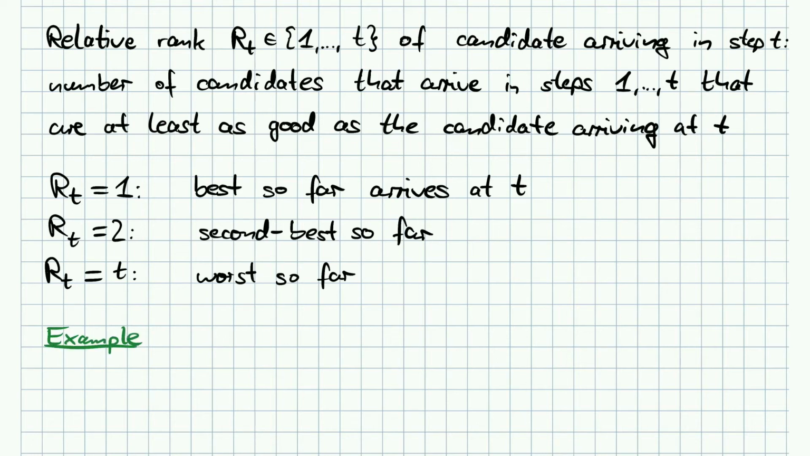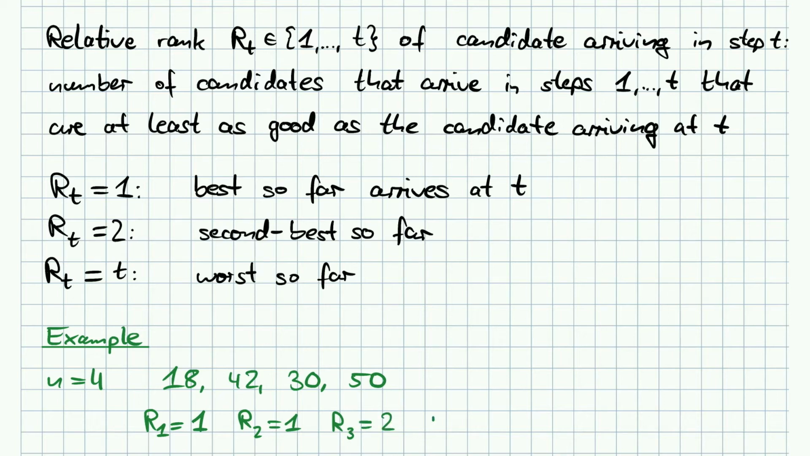Or, let's see this also in an example. We might have the following numbers: we first see some candidate of value 18, then 42, then 30, and then 50. And what would now be the relative ranks? The relative ranks would be 1. Well, the first one is always a best so far. The second one is now also a best so far. The third one, well, this is worse than the second one, but better than the first one. So its relative rank will be 2, and the fourth one is again a best so far. Good.